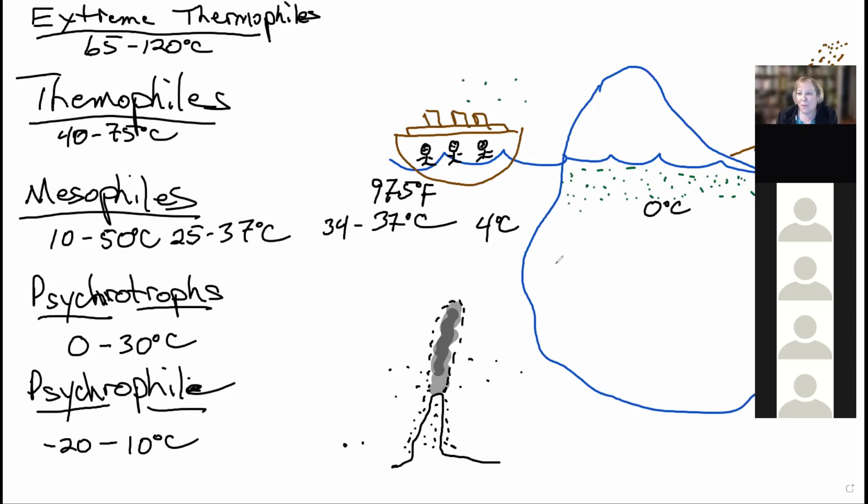And why a microbe would be happy growing on a black smoker at 120 degrees Celsius, but would not be happy growing on an iceberg and vice versa.